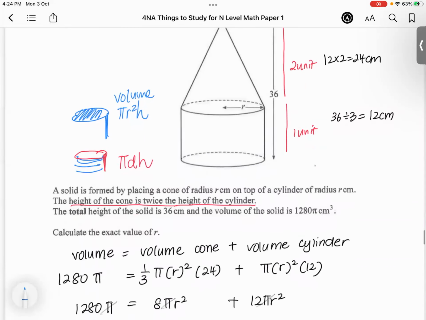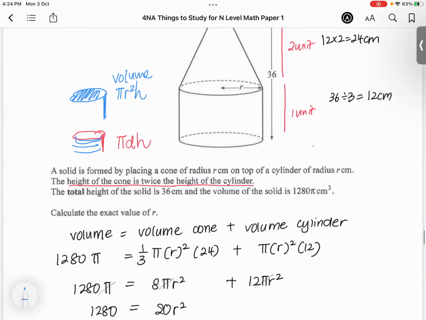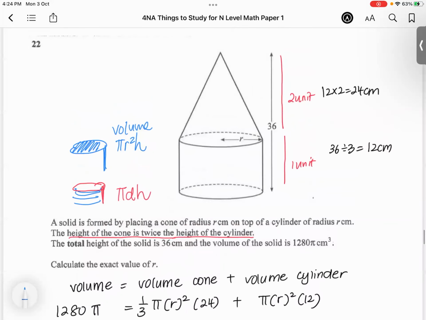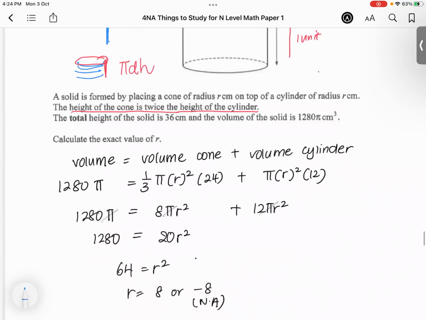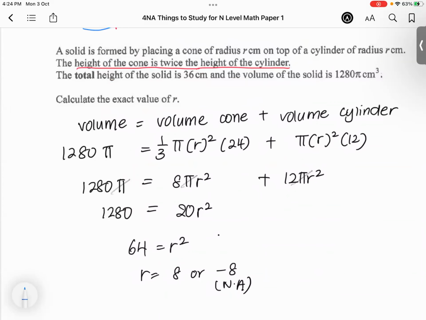For this question, the volume they give you is 1280 pi, but they gave you a hidden clue. Height of the cone is twice the height of the cylinder. So they gave you the whole height. You have to use the ratio to find the individual height. Volume is equal to volume of cone plus volume of cylinder. Don't panic, write down part by part first. Volume of cone, 1/3 base area times height. The other one, volume of cylinder, pi r square h.